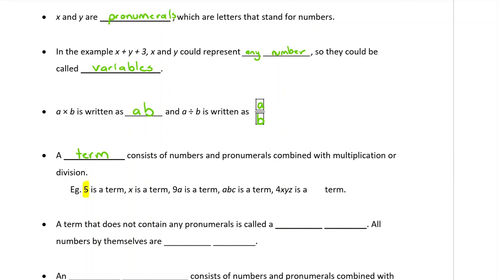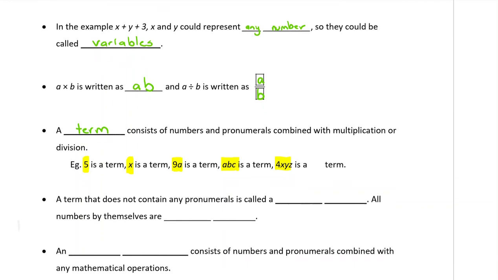For example, there's a bunch of different terms that are listed there. A number, a 5, a number all by itself can be a term. It could be a letter like x all by itself. That could be a term. It could be a letter and a number multiplied together, 9a. That could be a term. It could be lots of different numbers and letters multiplied together. And those are all different examples of types of terms.